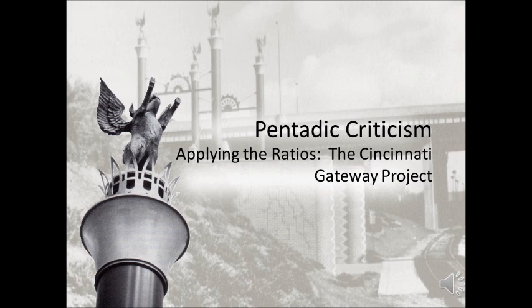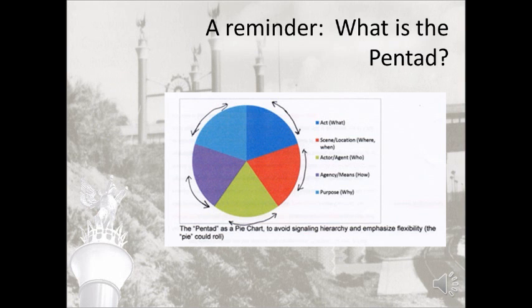Some of you requested a PowerPoint lecture explaining how to use ratios in Burkean pentadic criticism, so here it is. Let's start with a pie chart representation of the pentad itself. I prefer to use a circle rather than a pentad to avoid suggesting visually that any one element of the pentad is always more important than any other. Remember that you can start with any slice of the pie and figure out the others based on that. I suggest you start with the element that seems most obvious to you for the project you're working on.